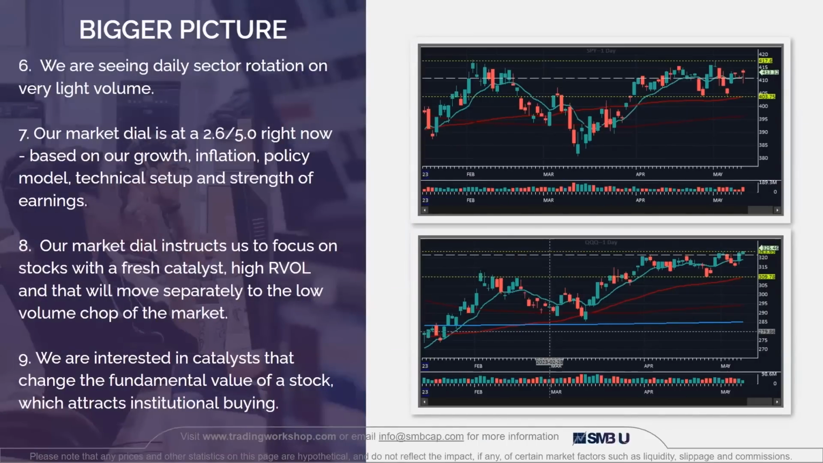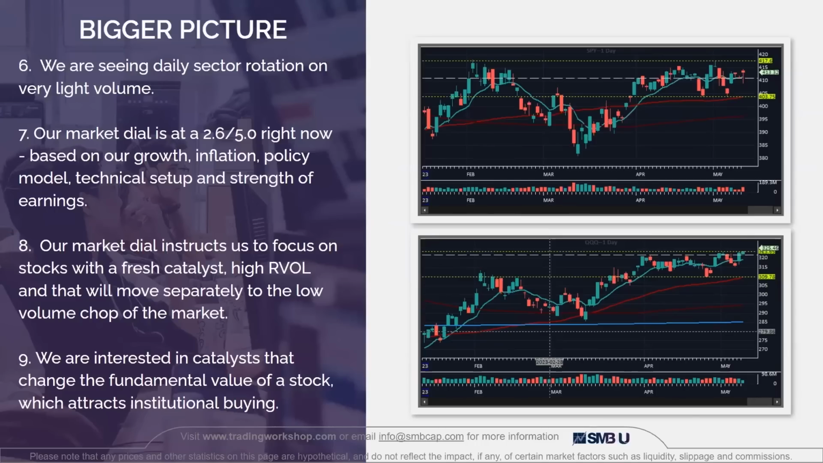Love it. Yeah. So this is just how we've been breaking down the market. For us, we've created a market dial from 0 to 5 on how we look at how institutions are moving money throughout the market. This is based on a growth, inflation, policy model, how earnings are playing out, and then the technical analysis of where we are and the price action that's unfolding in the main market indices.